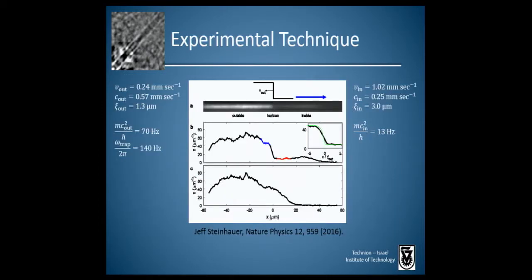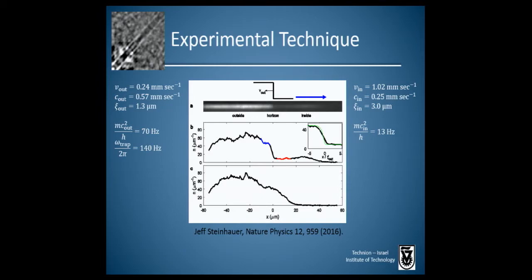So here are some experimental numbers. Here outside the black hole, the speed of sound is 0.57 millimeters per second, and the flow velocity is 0.24 millimeters per second. So this is subsonic flow. Over here, inside the black hole, the speed of sound is 0.25 millimeters per second, and the flow velocity is 1.02 millimeters per second. So it's very much supersonic on this side.